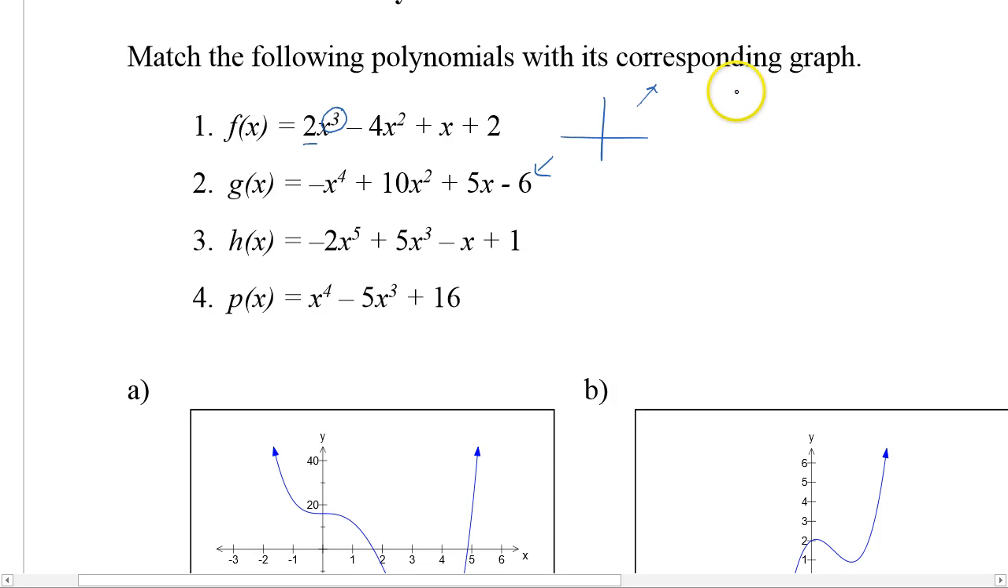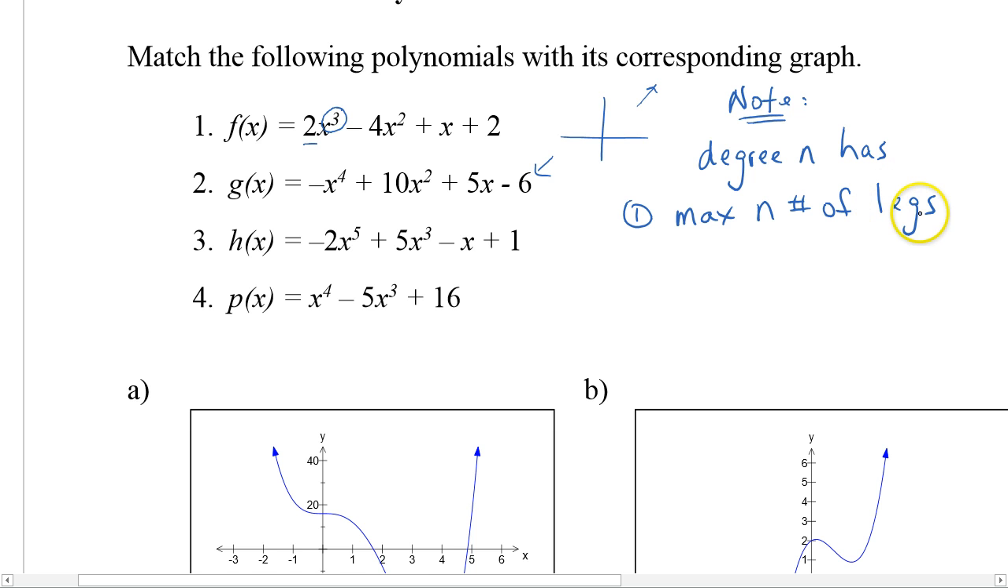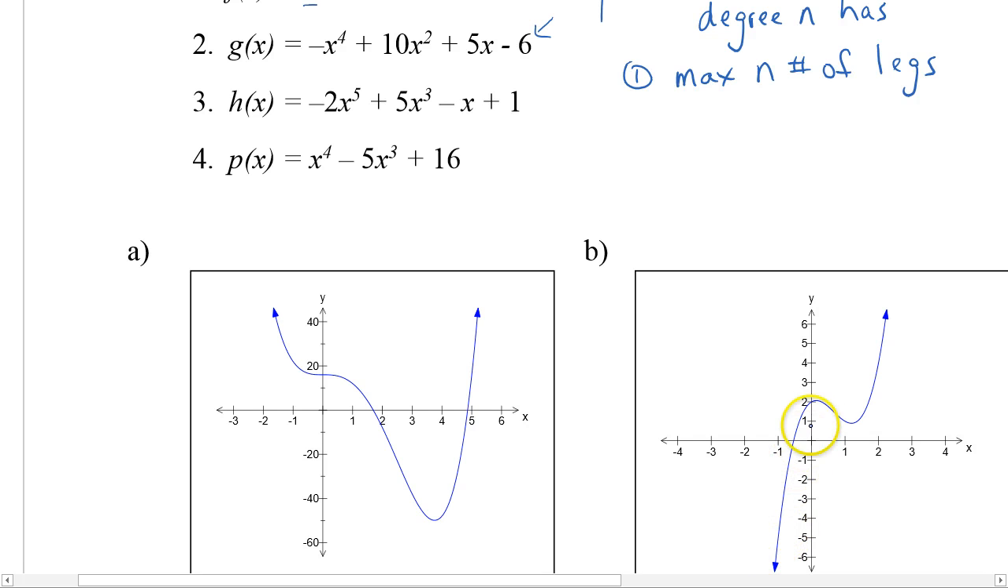So here, note, degree n has a maximum of n number of legs. Let me show what I mean by legs. Here this has 1, 2, 3 legs. Another way of looking at it is the number of turns, so changes of direction. So this would have 1 turn, 2 turns, or it has a maximum of n minus 1 number of turns.